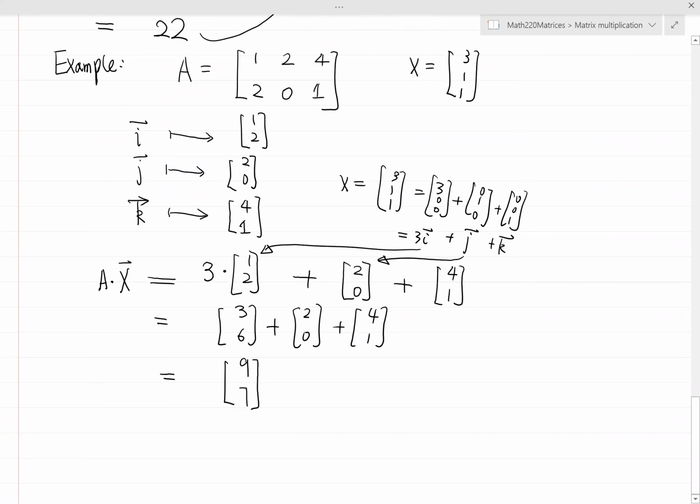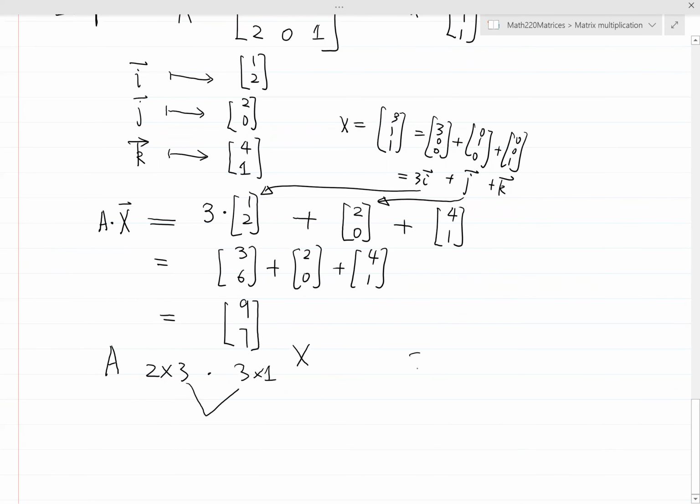Now you see, here A is 2 rows, 3 columns, 2 times 3. Now x is 3 rows, 1 column. If you multiply them, the 3 and 3 cancel each other. The output is 2 by 1. The output is a vector with 2 rows, 1 column.